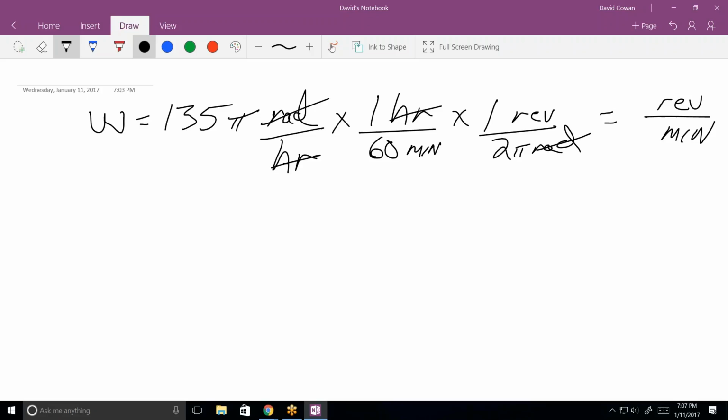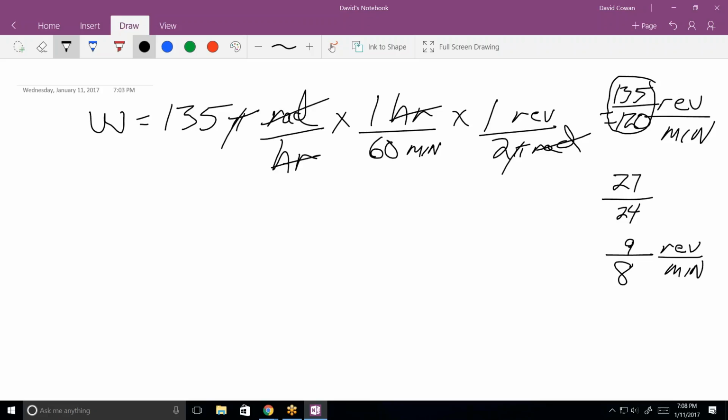Now I just have to multiply all the numbers together. Notice that pi cancels with that pi, and I end up with 135 in the numerator and 120 in the denominator. I can divide by 5, so it reduces to 27 over 24. I can reduce that further by dividing by 3, so it's 9/8 revolutions per minute.